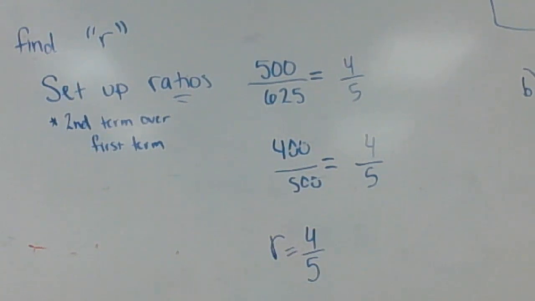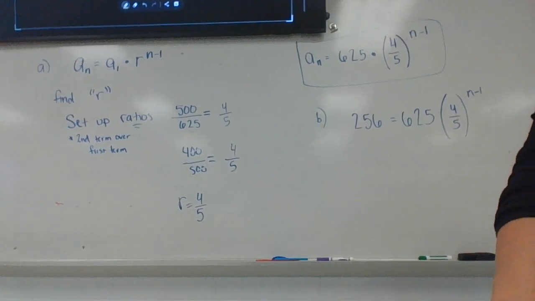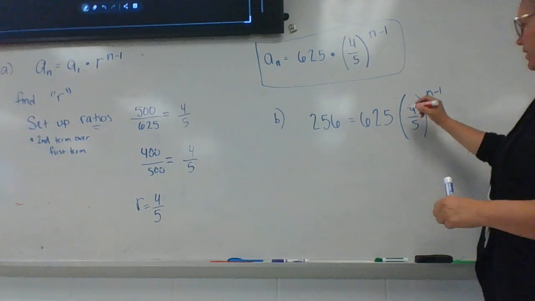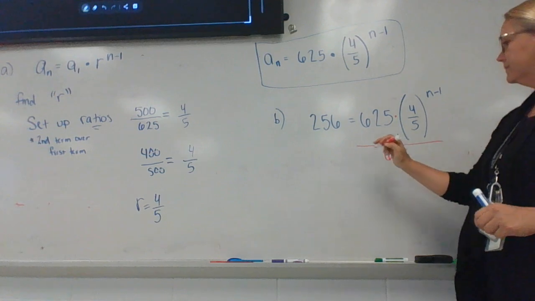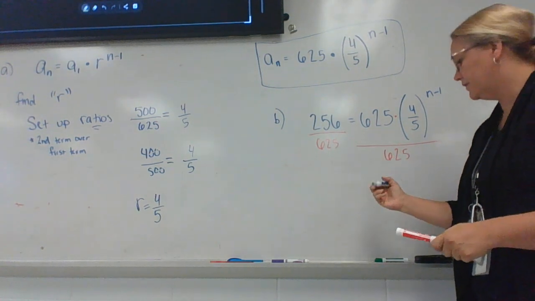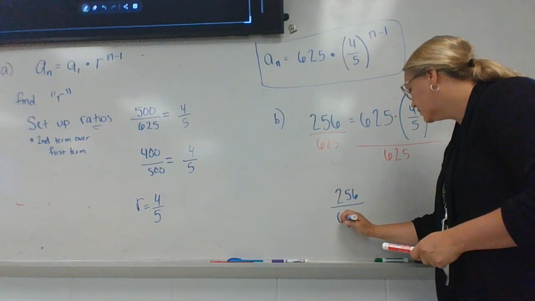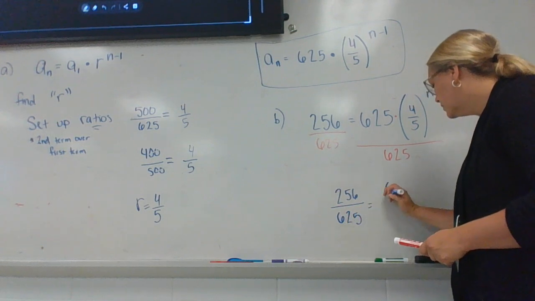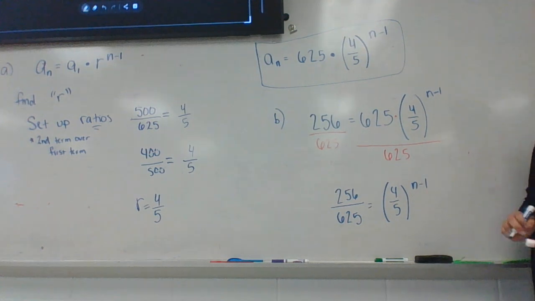So I'm trying to figure out this n, which is an exponent. We need to know what the exponent is because this is an exponential relationship in a geometric sequence. So I'm going to divide both sides by 625. And I'm going to leave it in fraction form. Like that.